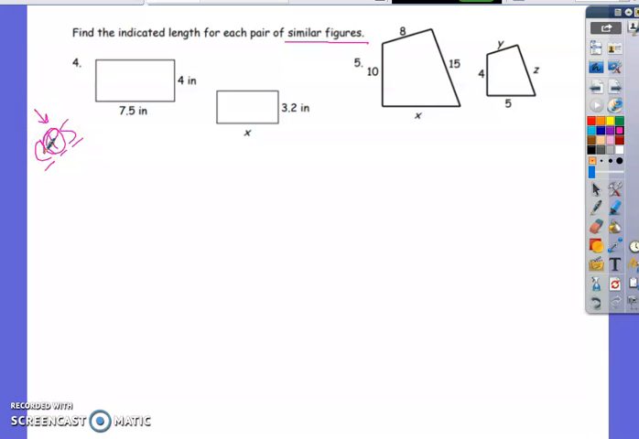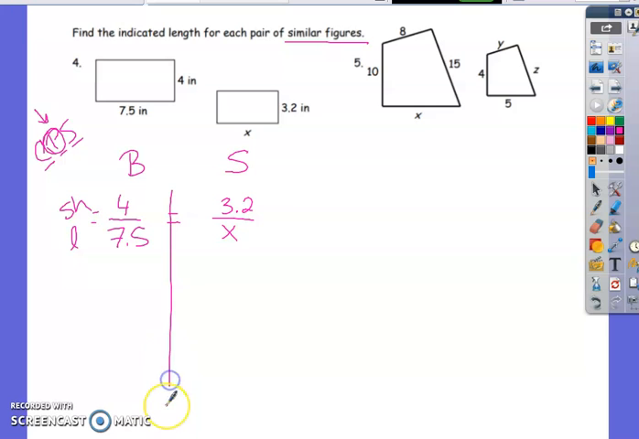proportion, okay? So these are in the form of big to small. So the numbers on the big are 4 and 7.5. Short side, long side, right? Now over here, these are not rotated, so it makes it a lot easier for us. The short side is 3.2. And X matches the long side, okay? So I am going to let you cross multiply this and divide.